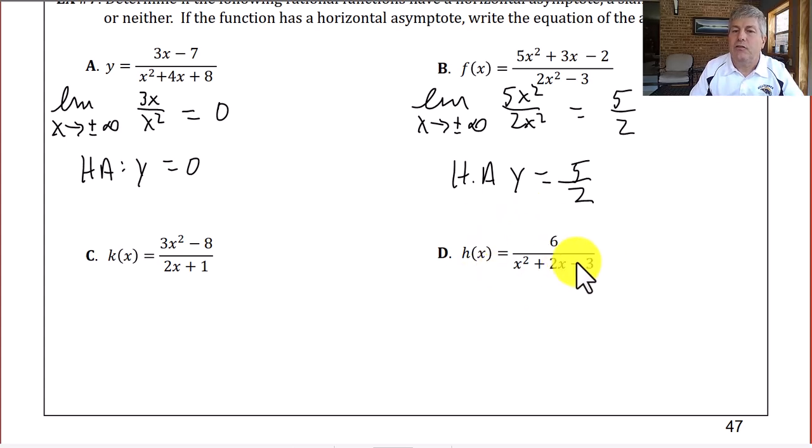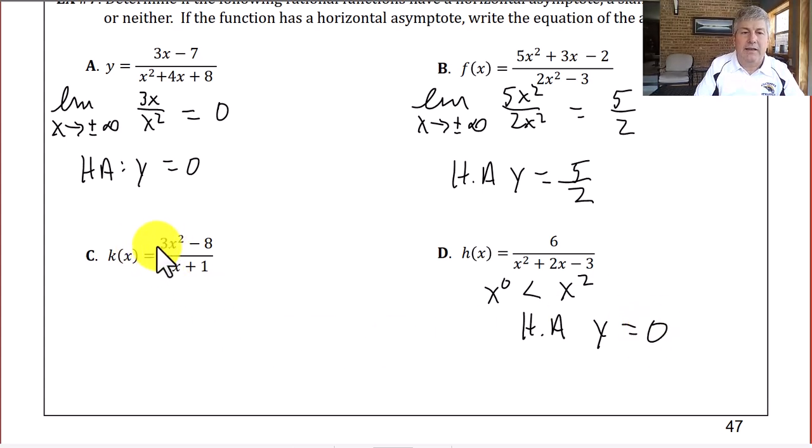Example D is going to look a lot like example A. As x gets really, really big, or as we test the limit as x approaches positive infinity, that denominator is going to get huge. That numerator is going to stay at 6. That whole fraction is getting closer and closer to 0. So we could write it as x to the 0 versus x squared, and we'll have a horizontal asymptote at y equals 0. Finally, in C, we have a slant asymptote in this guy because we lead by 1.